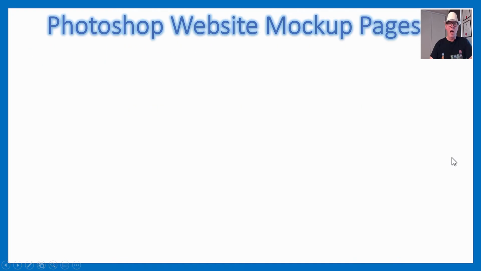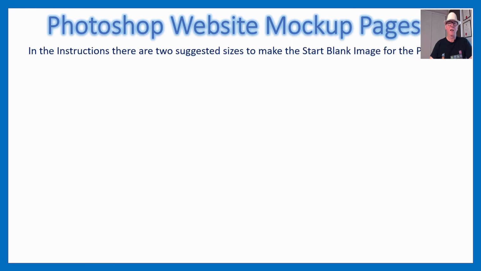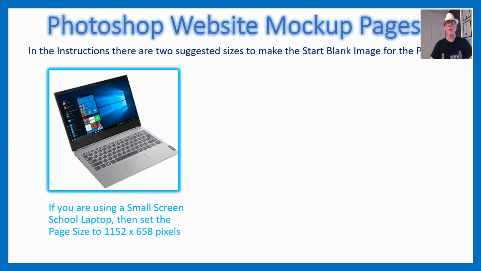It's our favorite food. Photoshop website mockup pages. So in the instructions, there are 2 suggested sizes to make the start page image. For this Photoshop work, if you're just using one of these small-screen school-provided laptops, then it's best to make the page size, the numbers are a little odd, 1152 by 658. So maybe write that down and make a note of it. It is in the step-by-step instructions anyway, which you get from the downloads for this lesson. And check with your teacher, they might already have these downloads for you. If they haven't, they're in the description part of the YouTube video.